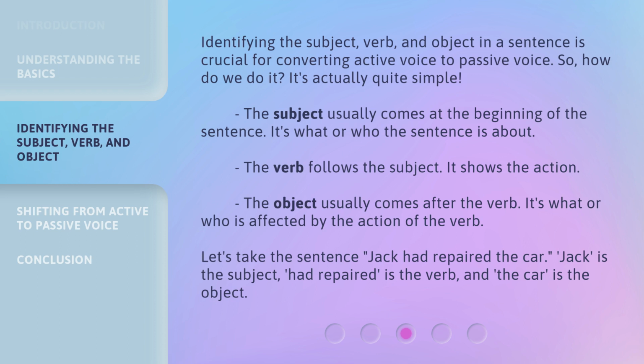So, how do we do it? It's actually quite simple. The subject usually comes at the beginning of the sentence. It's what or who the sentence is about. The verb follows the subject. It shows the action. The object usually comes after the verb. It's what or who is affected by the action of the verb. Let's take the sentence, Jack had repaired the car. Jack is the subject, had repaired is the verb, and the car is the object.